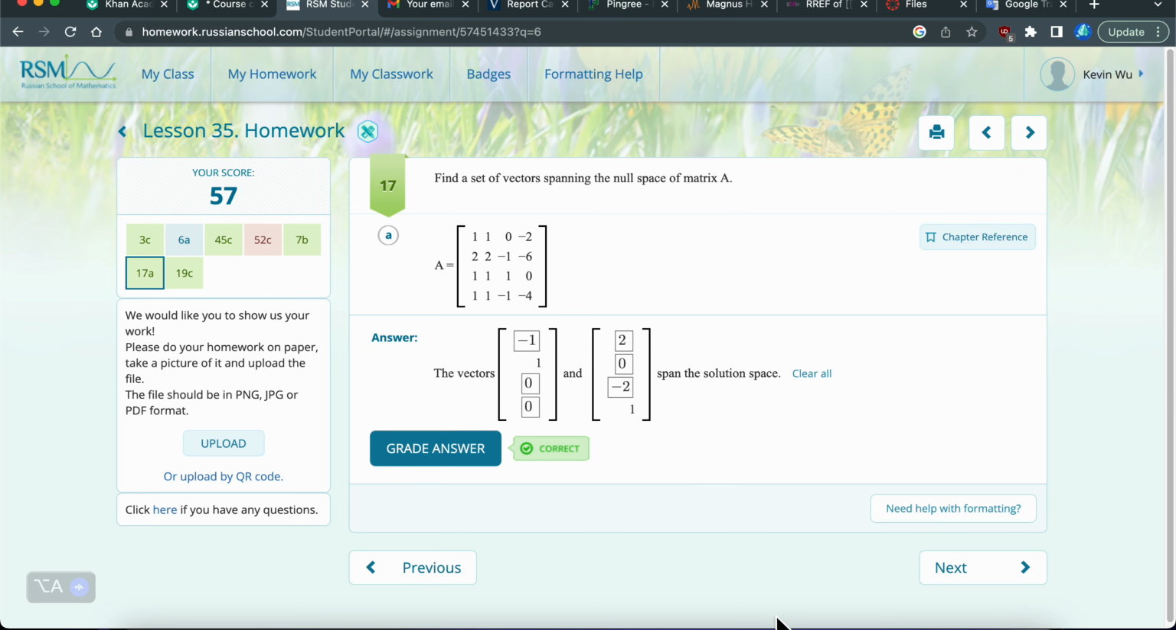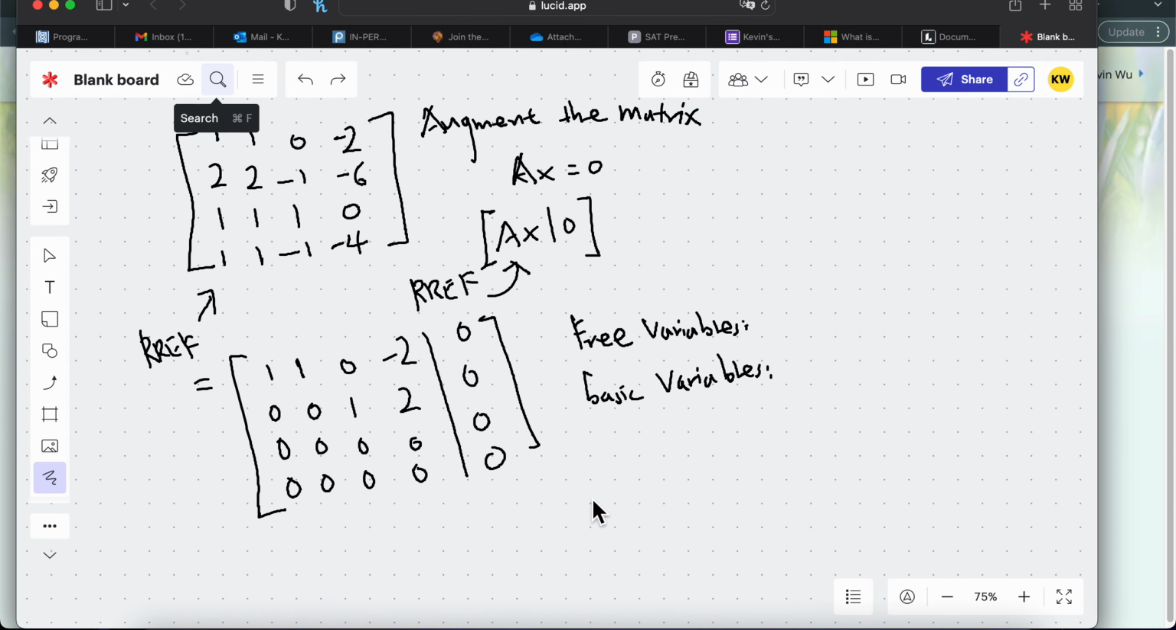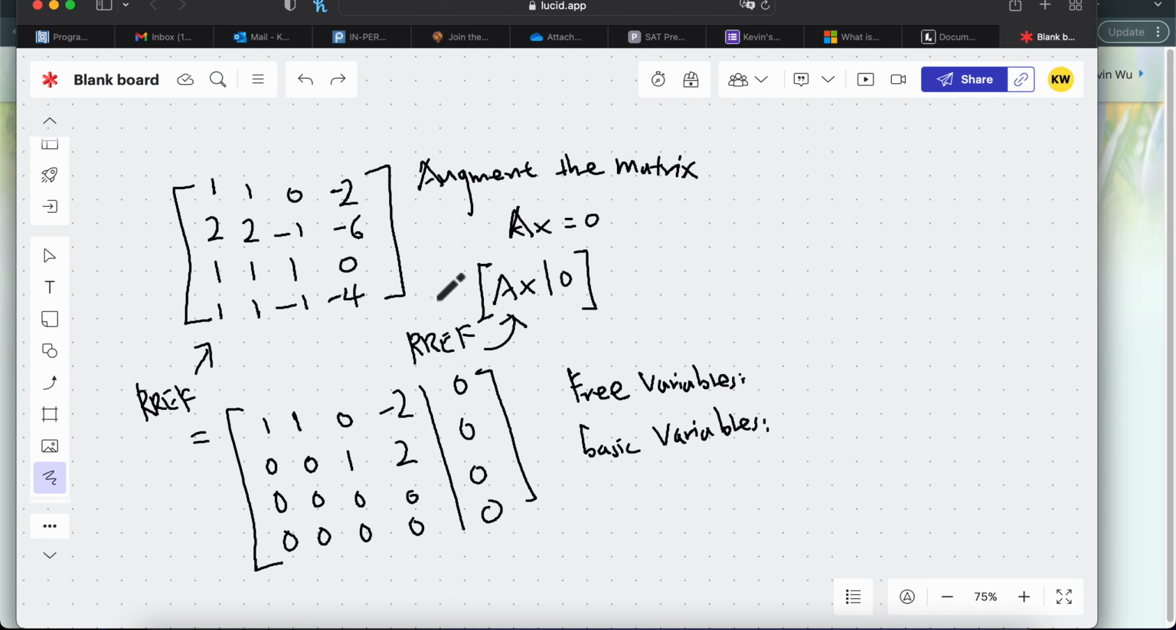Today we're going to go over a very classic linear algebra problem, which is to find a set of vectors that would span the null space of matrix A. So we have the matrix. Step 1 is that we want to augment the matrix, which is solving AX equals 0. And then we're going to reduce it to row echelon form.